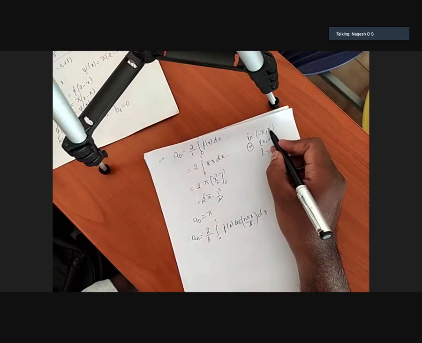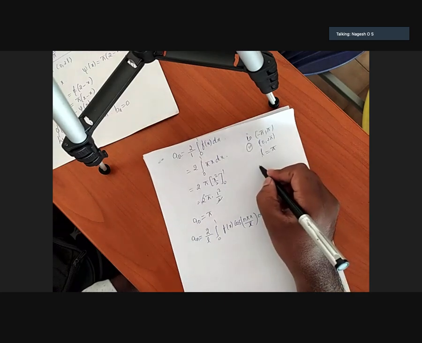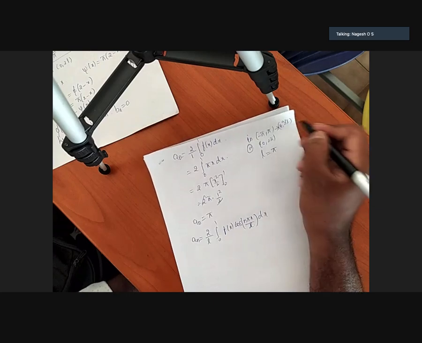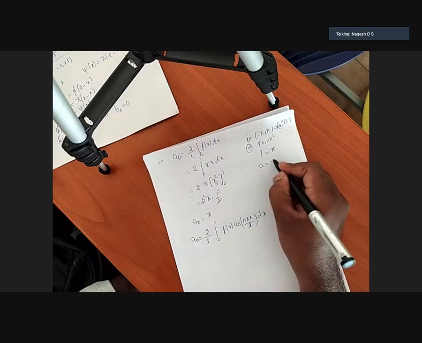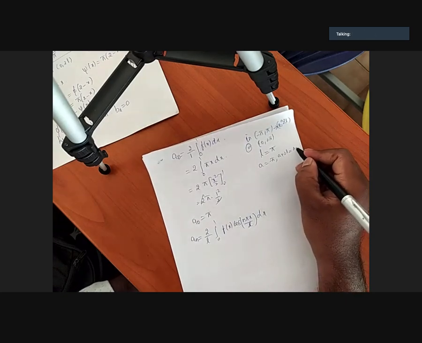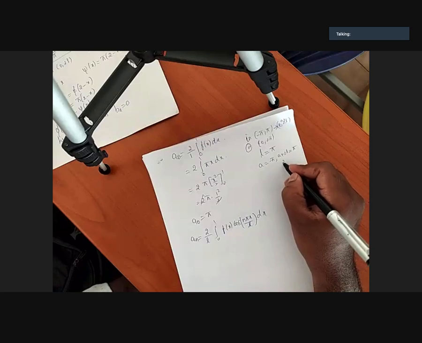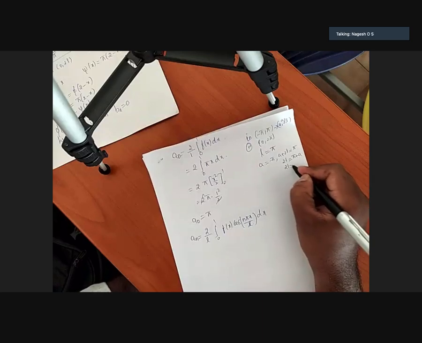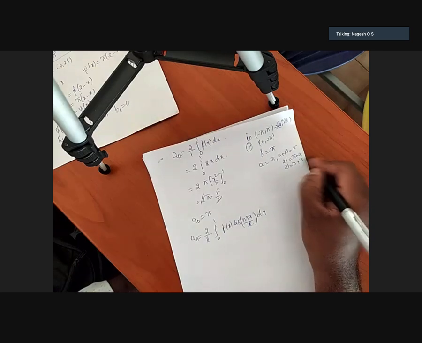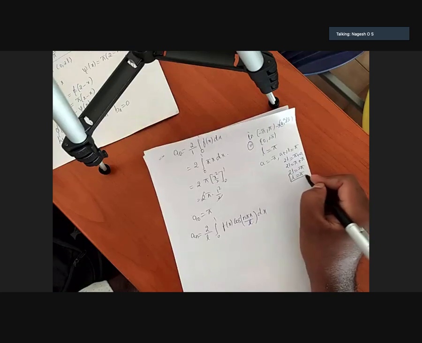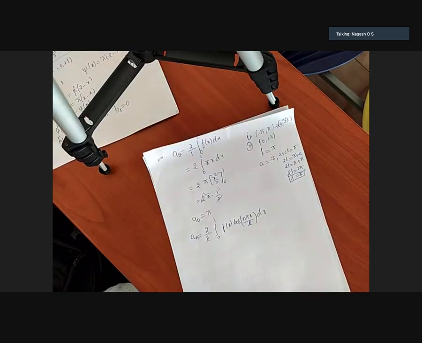Correct? Why? Because if you compare this with a comma a plus 2L, what is the value? Minus pi. A plus 2L value? Pi. 2L is equal to pi plus a. 2L equal to pi plus pi. 2L equal to 2 pi. L equal to pi. Like this, L value is pi.